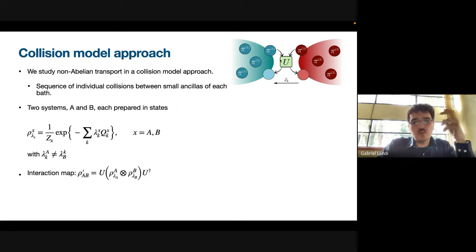So the two of them are in general prepared with different affinities. And the interaction map is essentially a unitary operation. So you start with both units in a thermal state, in independent product states, and you apply a unitary. Now, what happens is that the output state is just a correlated quantum state. So it's a rho AB prime. Prime means after the collision. And this is just to emphasize that they're correlated.